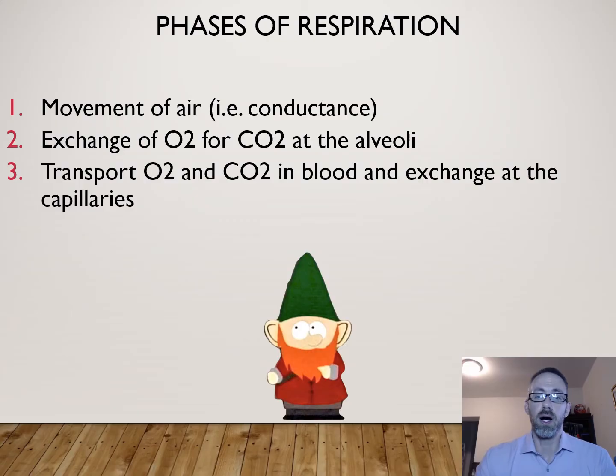Phase 2 is the exchange of oxygen for CO2 at the alveoli. So how does that exchange occur? And phase 3 is the transport of oxygen and CO2 in blood and exchange at the capillaries. So once we actually get the oxygen and the CO2, how does that exchange with the tissue, and how does the tissue exchange with the blood, and so on. So we're going to talk about those in the lectures to come.